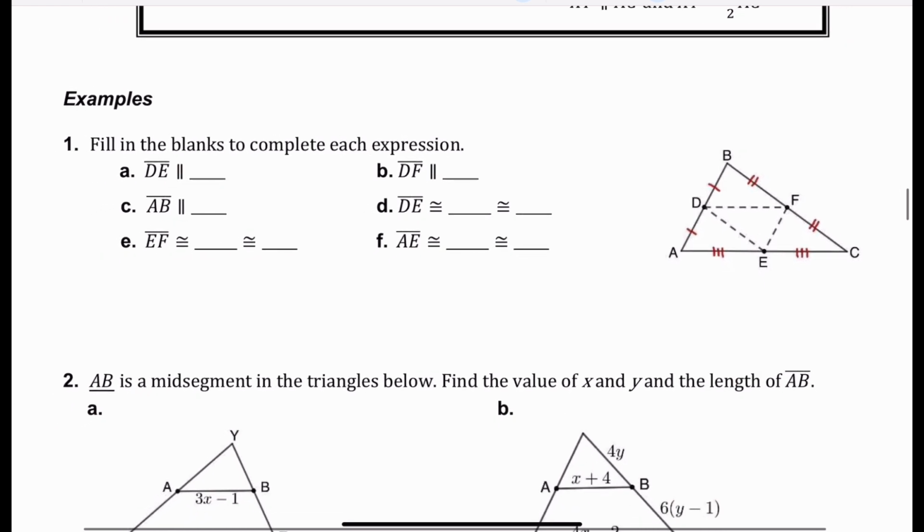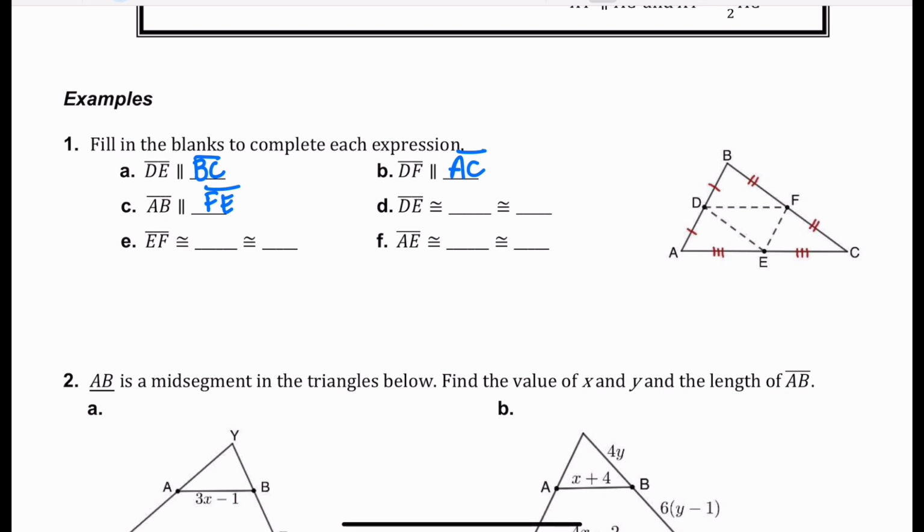We've got a triangle here. We're going to say DE is going to be parallel to, now let's look at DE. DE is here, it's going to be parallel to BC. BD, right here, is going to be parallel to this line here, AC. AB is here. That is going to be parallel to FE or EF. You can put it either way.